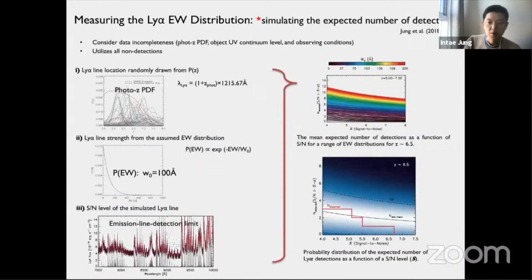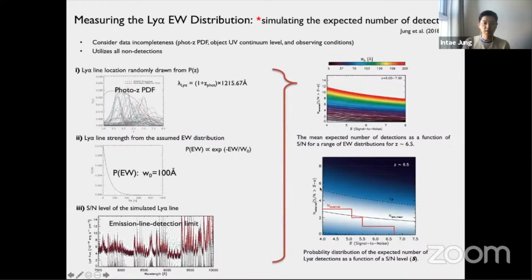And I'm going to touch a bit on the details of how I can constrain the Lyman-alpha equivalent width distribution with a tiny number of Lyman-alpha detections and a bunch of non-detections. We introduced a methodology for constraining the distribution by simulating the expected number of detections, which considers data incompleteness of observations: first, photometric-redshift uncertainties and galaxy UV continuum level, and also observing conditions.